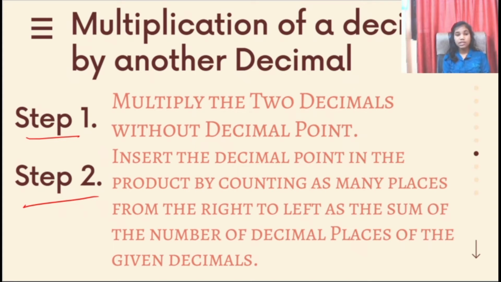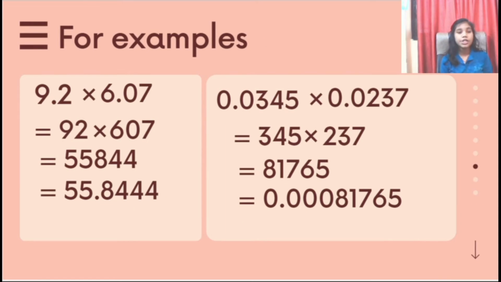Now the second step is to insert the decimal point in the product by counting as many places from right to left as the sum of the number of decimal places of the given decimals. This also sounds like rocket science, but actually it is not. Let's study some examples. The first example you see here is 9.2 multiplied by 6.07, right?